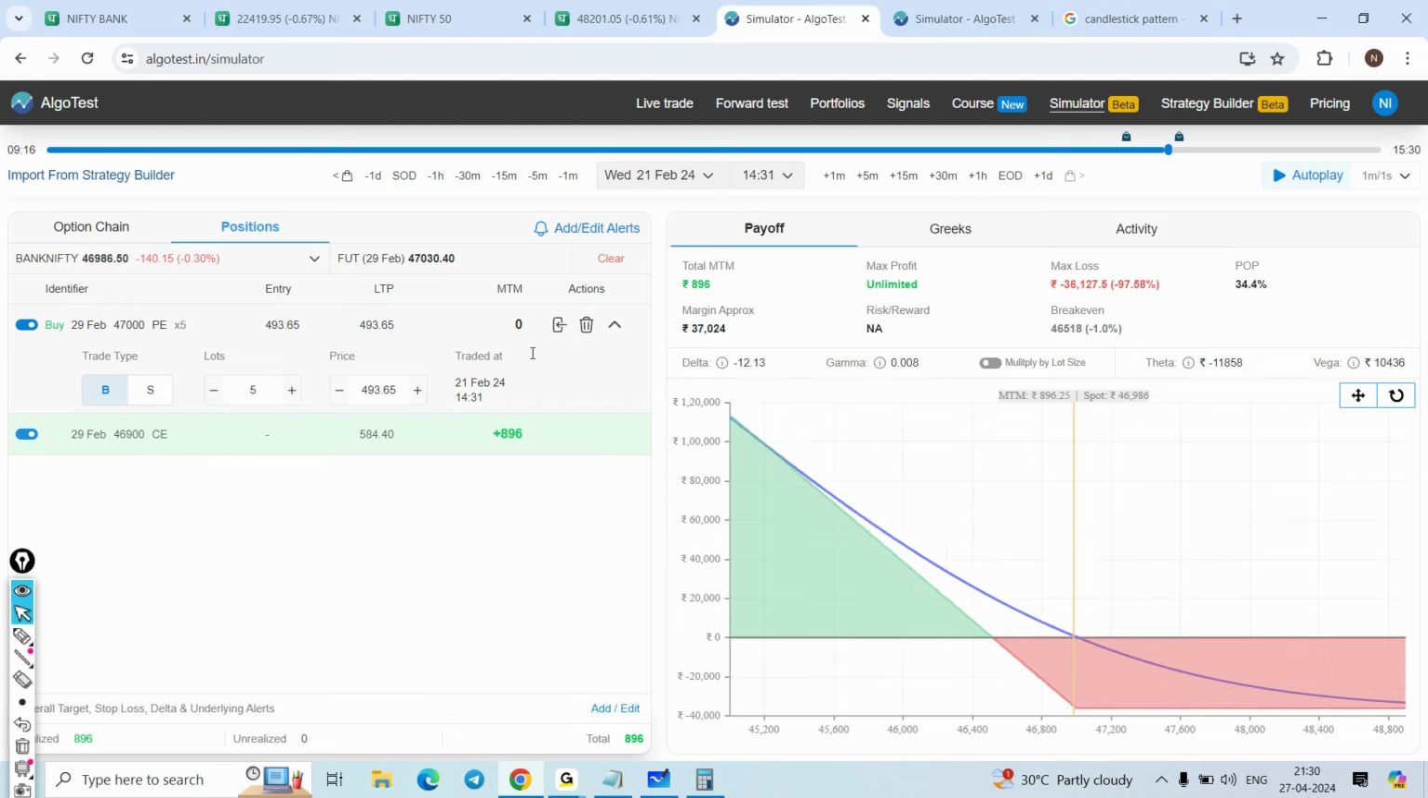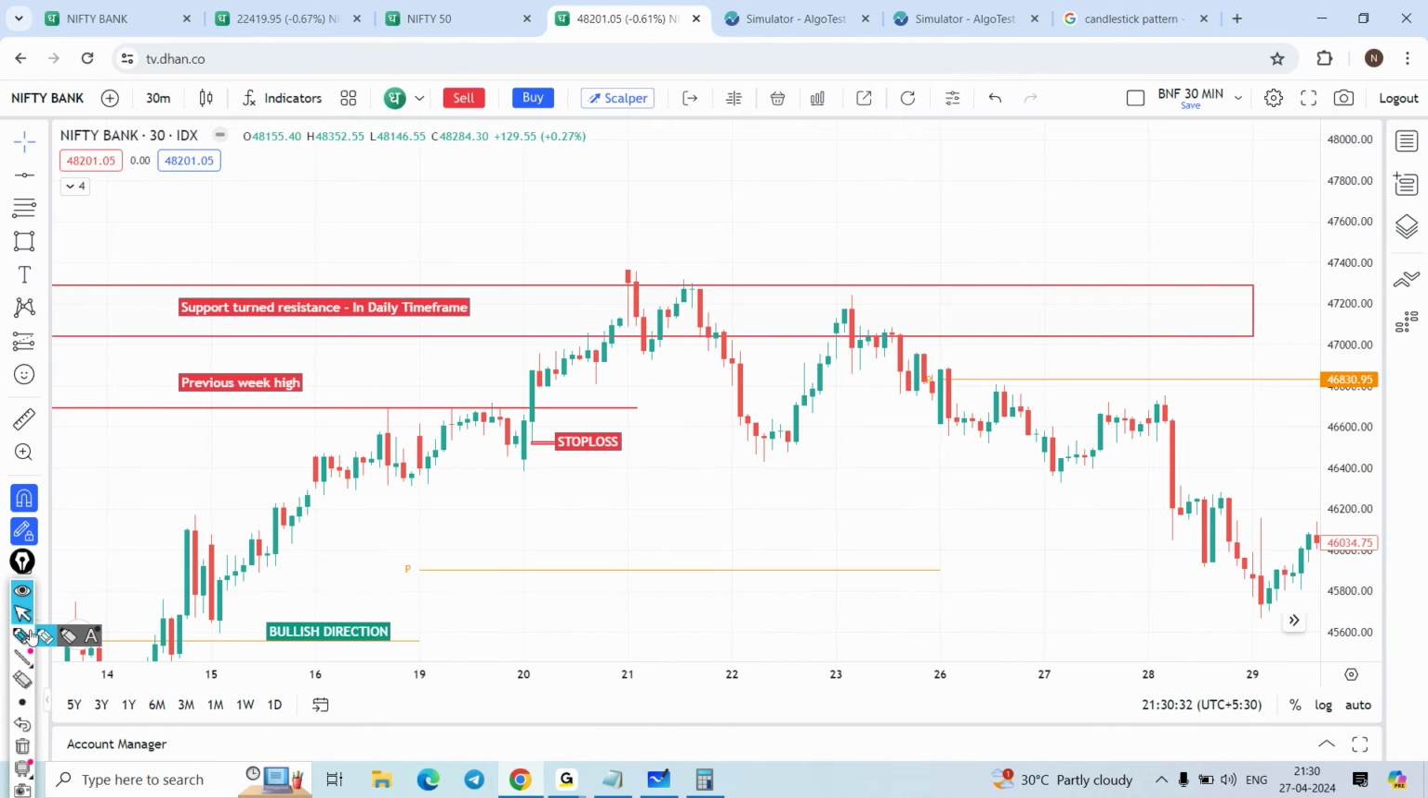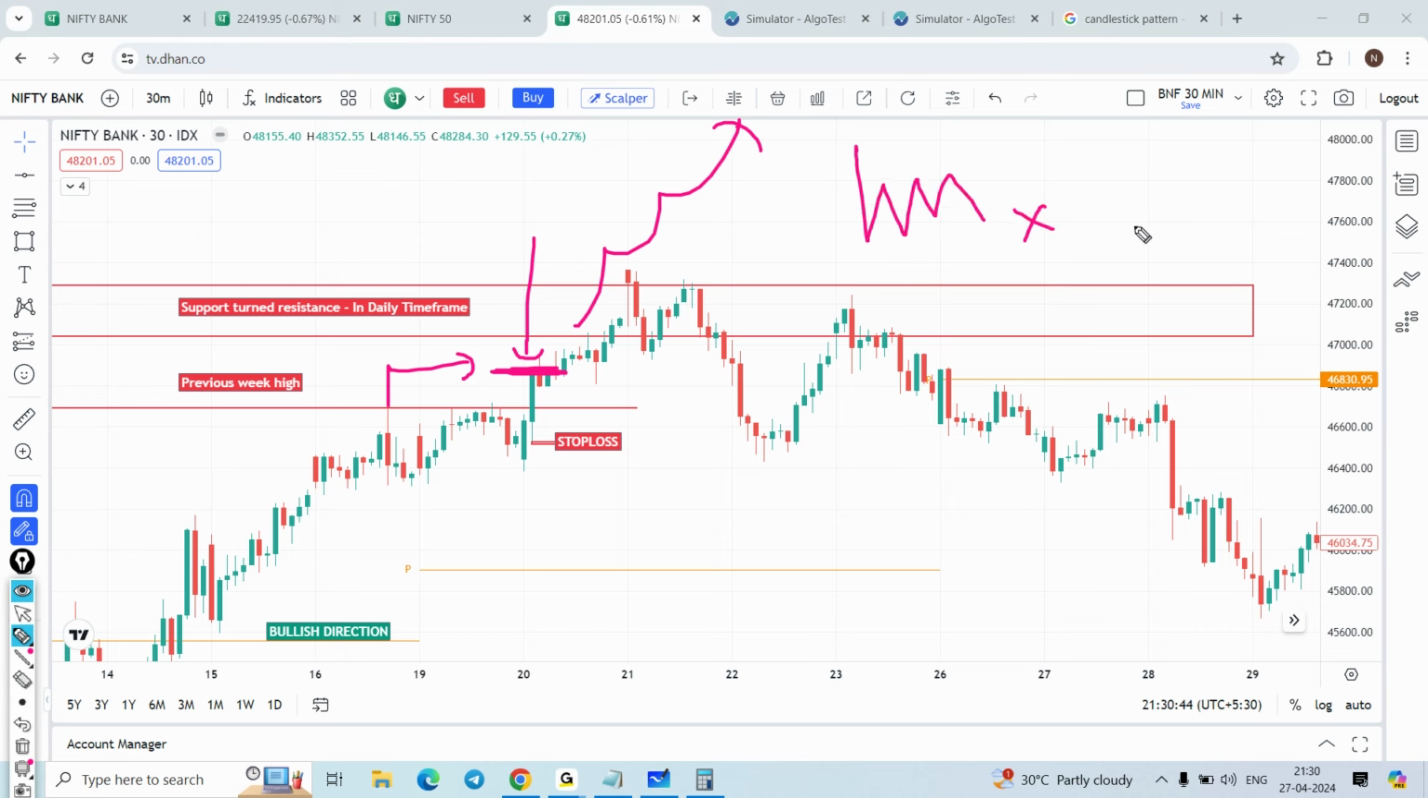Because try to understand one thing, from the time I have taken an entry here, now tell me, if you are taking entry here, do you have any idea that market will continue to move up? Market will not be sideways or market will not go against my position. Do we have clarity, yes or no?